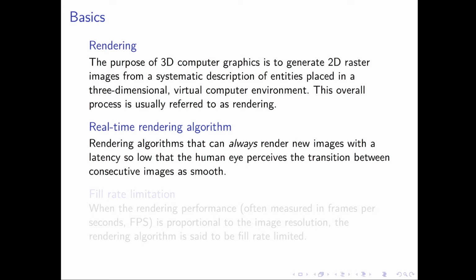Then we have so-called real-time rendering algorithms, and real-time rendering algorithms are those algorithms that have such a low latency that the human eye perceives transitions between consecutive images as smooth. What that implies is, on the one hand, that there is a certain frame rate to the rendering algorithm, so the rendering algorithm can output new images at a certain rate. Another important factor is smoothness of that rate, so that the rate at which the algorithm can produce new images doesn't significantly change over time.